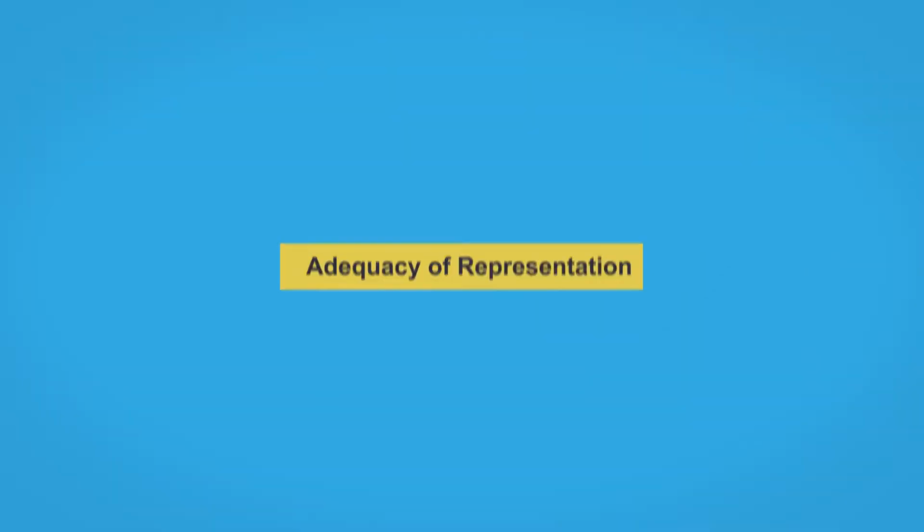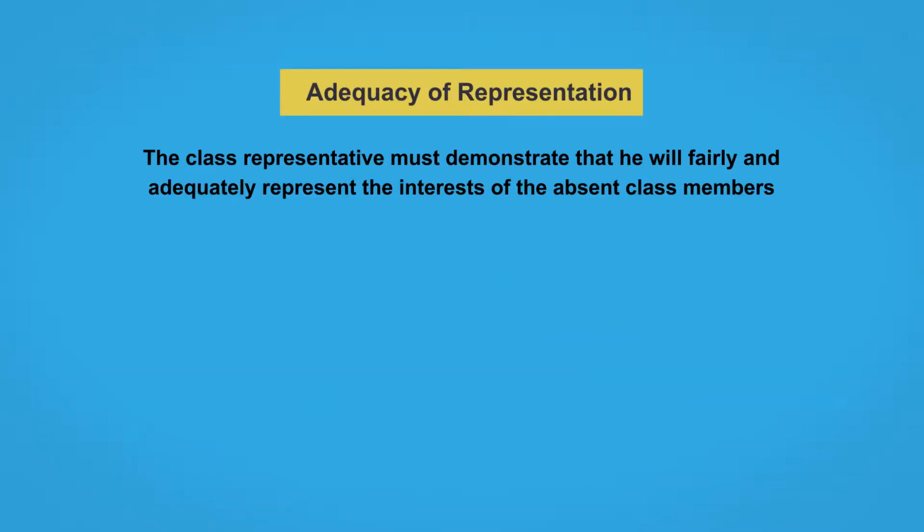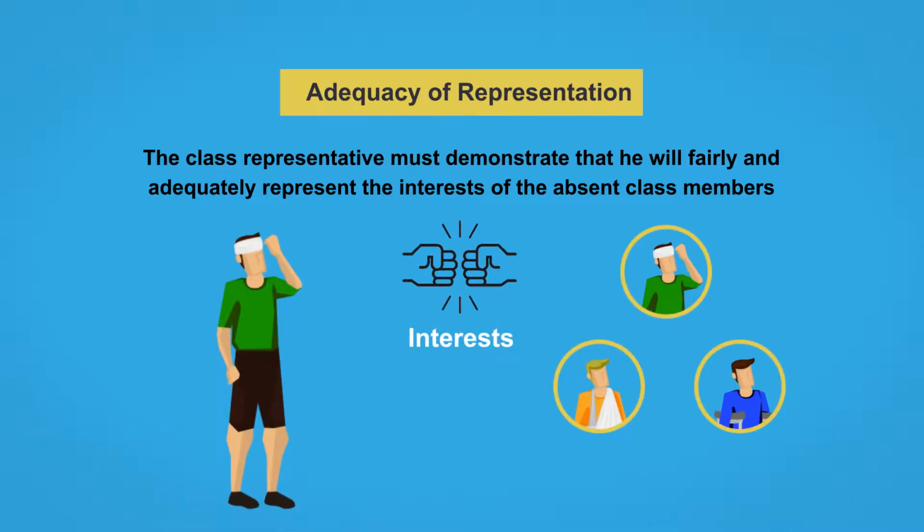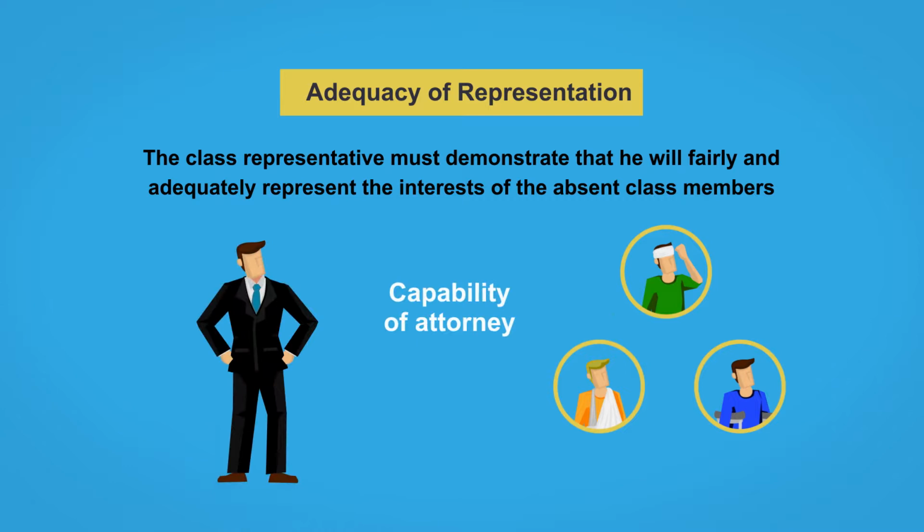Finally, the class representative must demonstrate that he will fairly and adequately represent the interests of the absent class members. In making this determination, courts will focus on whether the interests of the class representative and class members conflict, whether the injuries allegedly suffered by the class representative are similar to the absent class members, whether there are any issues upon which the class representative and absent class members disagree, and whether the attorneys hired to handle the class action have the capability to represent the class skillfully and competently.